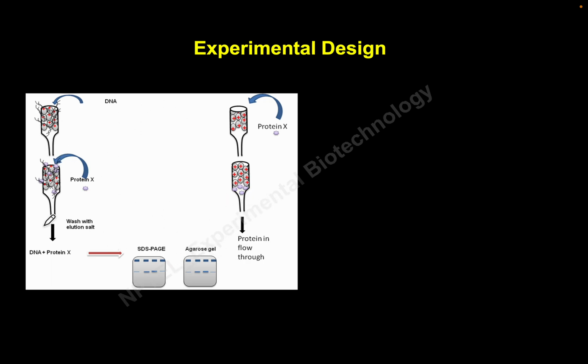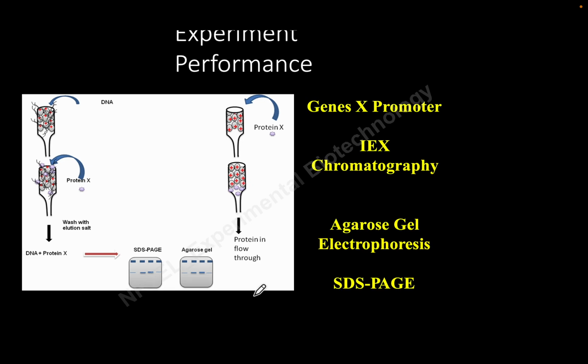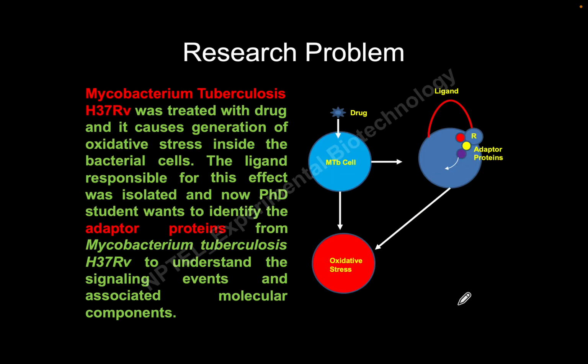So if you are binding your DNA to a certain column, then the protein will also get eluted. Okay, so this is not where you are binding the protein to the column, you are just letting the DNA bind to the column, and along with DNA the protein is also getting associated and coming out, and then you are running SDS-PAGE and agarose gel. Now these are the experiments you can do. You can do chromatography, agarose gel electrophoresis, and then SDS-PAGE.